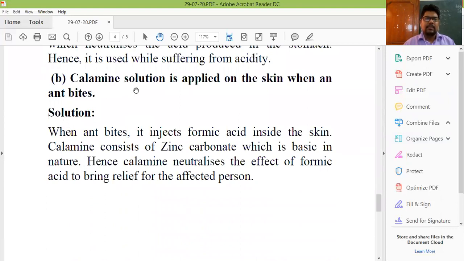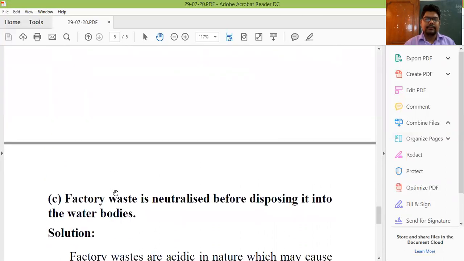Calamine solution is applied on the skin when an ant bites. When an ant bites, it injects formic acid inside the skin. The calamine consists of zinc carbonate, which is basic in nature. Hence, calamine neutralizes the effect of formic acid to bring relief to the affected person.